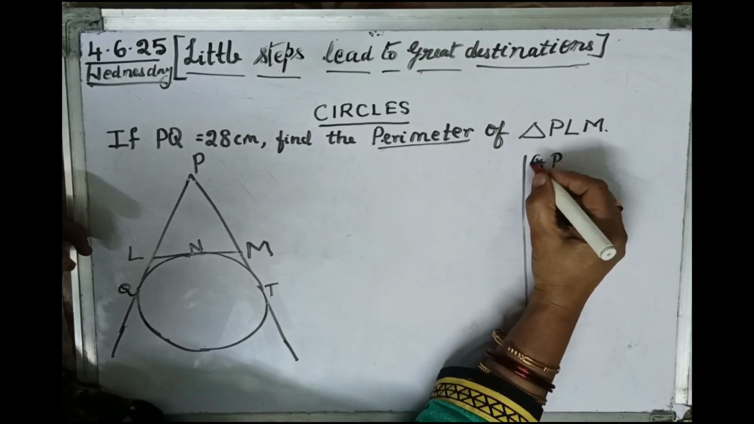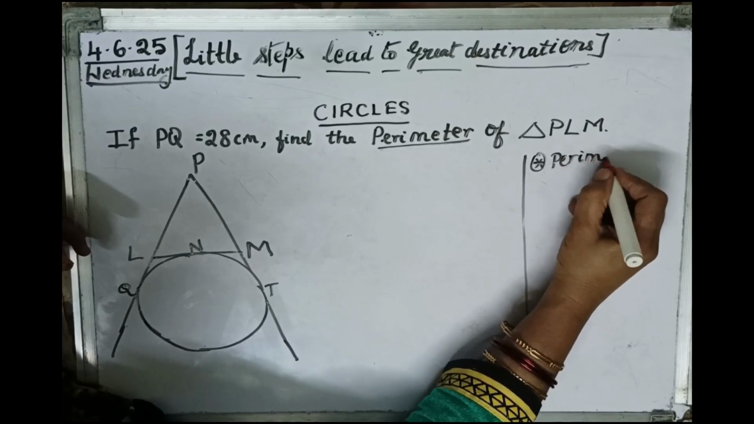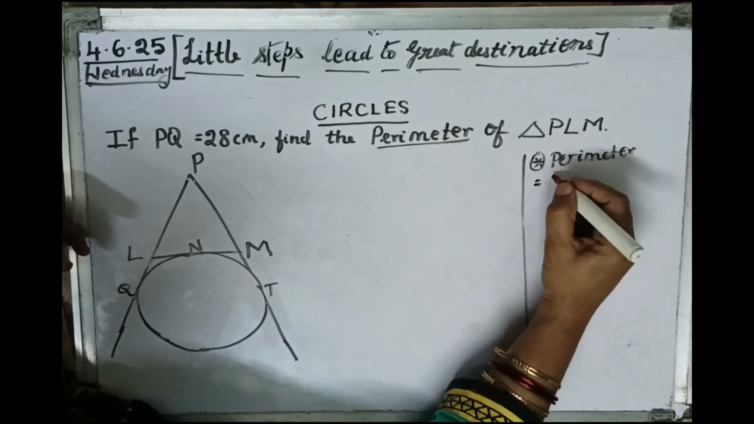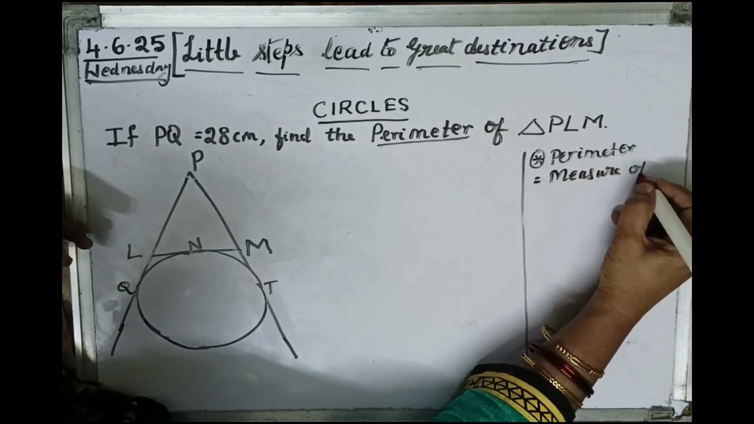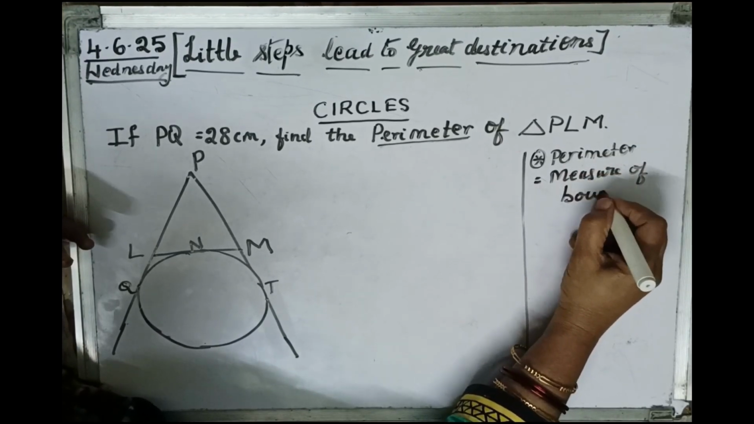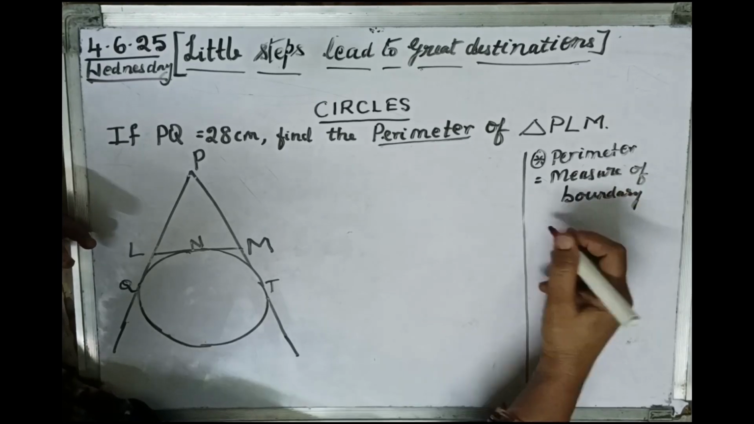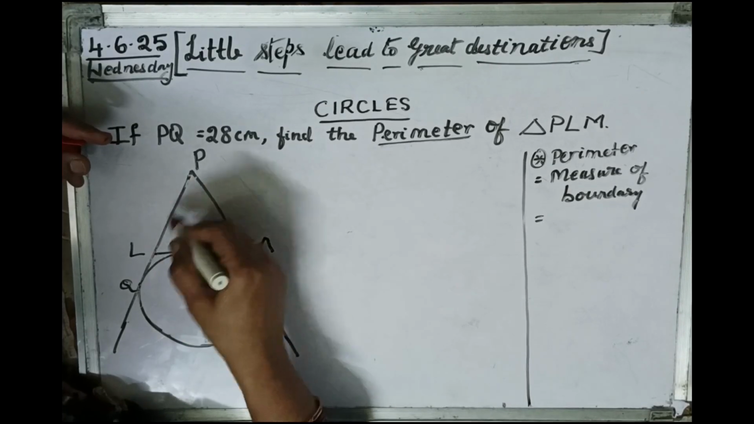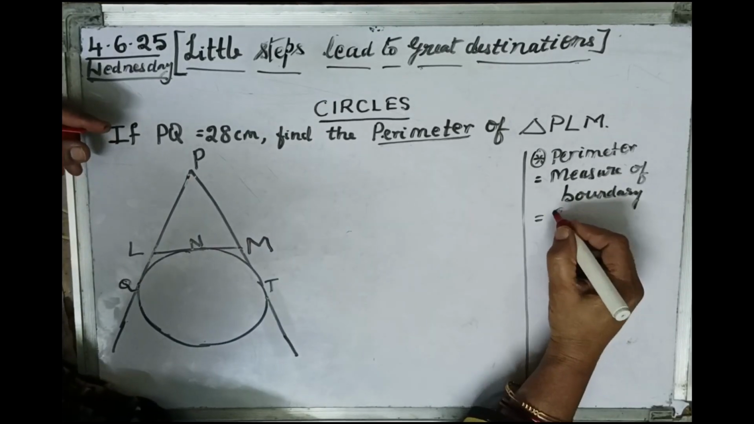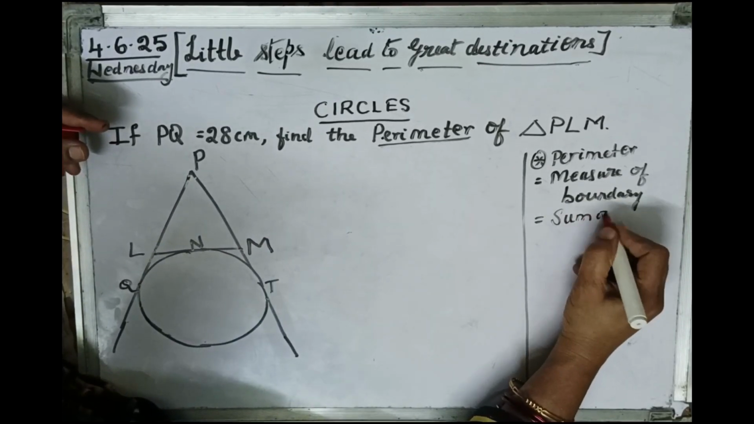First thing is perimeter. Perimeter is nothing but the measure of boundary for any geometrical shape. Measure of boundary means it is just an outline's length. So here it's a triangle. Obviously there are three sides for the triangle. So the perimeter of the triangle is going to be the sum of three sides.